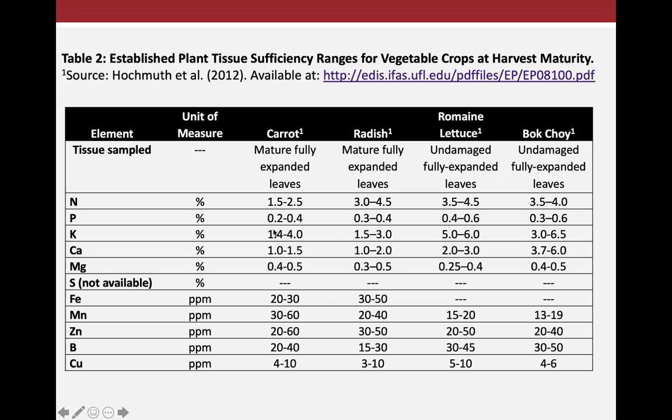Okay, so we look at a table like this and say, I'm growing carrots. I sampled the fully matured expanded leaves, and our nitrogen concentrations should be somewhere between 1.5 to 2.5% in that. If it's lower than that, we might think of possible deficiency. Above that, we might think that we could be in an excess situation. So these published book values are very helpful for understanding the test results that you get. Okay.